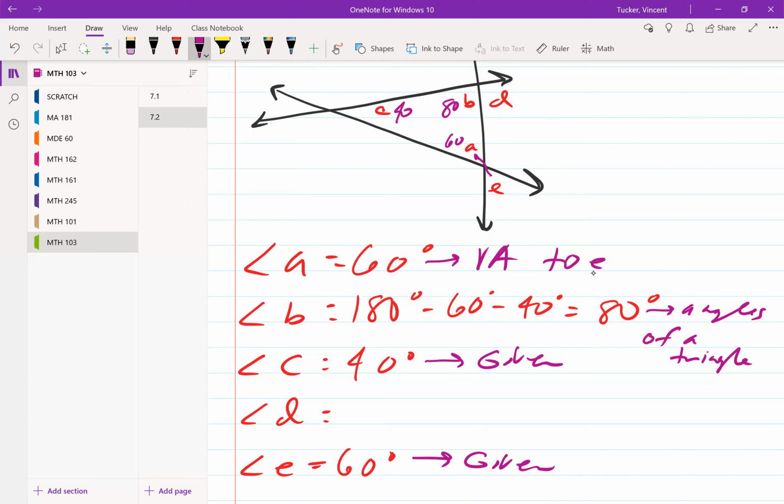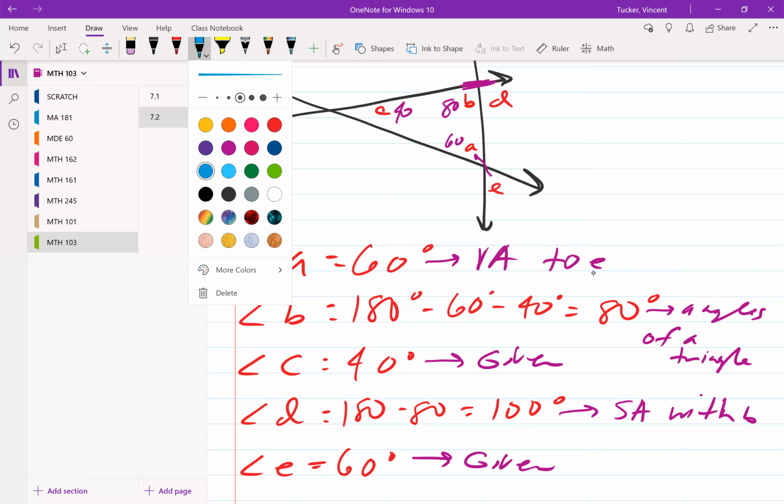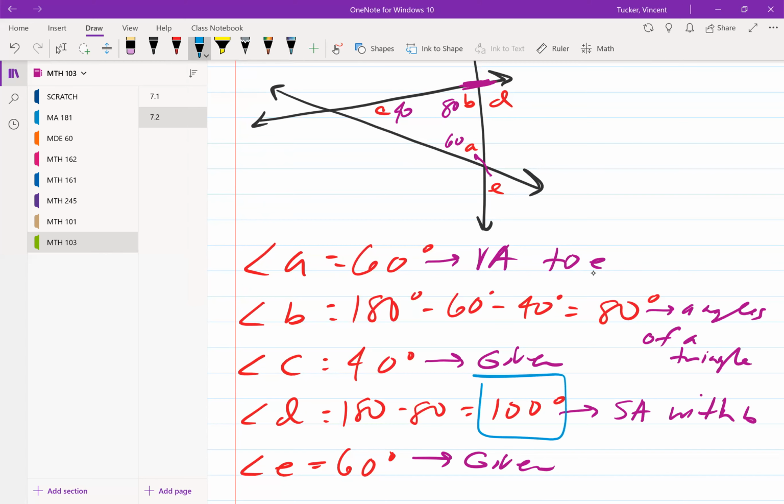And then to finish this off, we recognize that B and D make up a straight line, which is a straight angle. So I would take 180 and then minus 80 from it, which is B, and that will give me 100. And I get that because it is a straight angle with angle B. Remember, a straight line is always going to be equal to 180 degrees. So B was 80 degrees, subtract that 80 from 180, and that left me with 100. And that was what they wanted. So ultimately, your answer is 100 degrees.